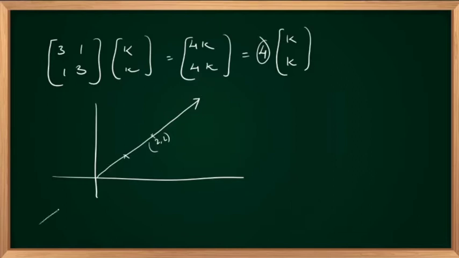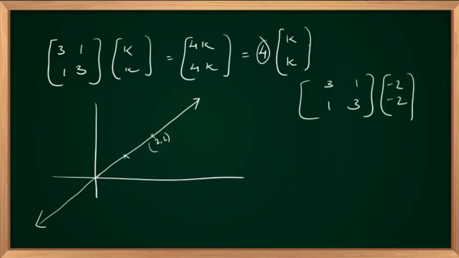So any vector lying on this line works. See, if I take 3 1 1 3 times minus 2, minus 2, that also obeys this condition, correct? That is minus 6 minus 2, minus 8, and minus 2 minus 6, that is minus 8. So that is 4 times minus 2, minus 2, correct?